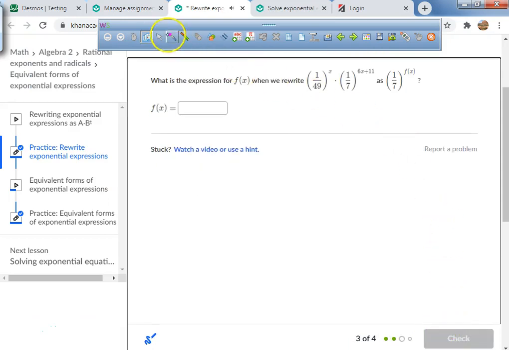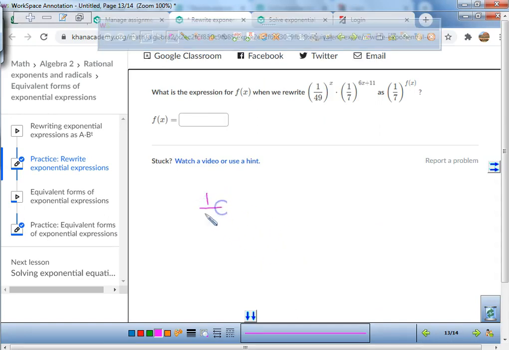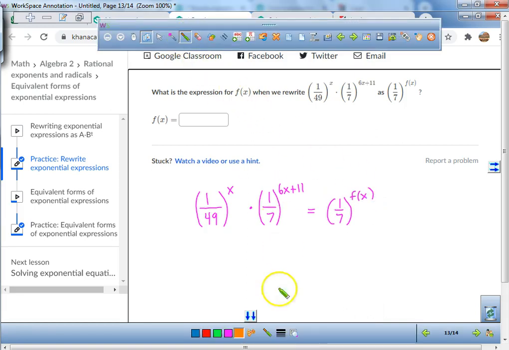All right, last one, guys. Last one. (1/49)^x times (1/7)^(6x+11), and we're trying to get it equivalent to (1/7)^f(x). Ultimately, what I'm trying to find is what the heck is f(x). So please write this down nice and neat.